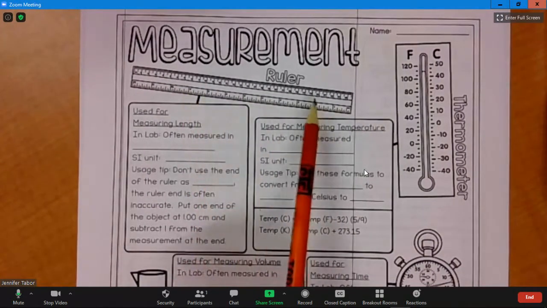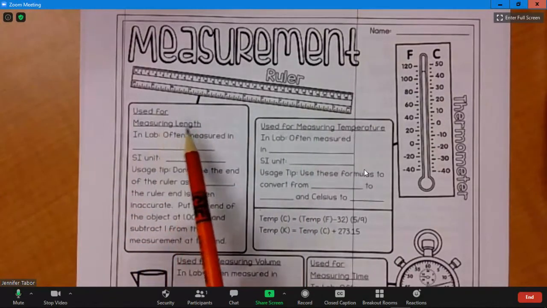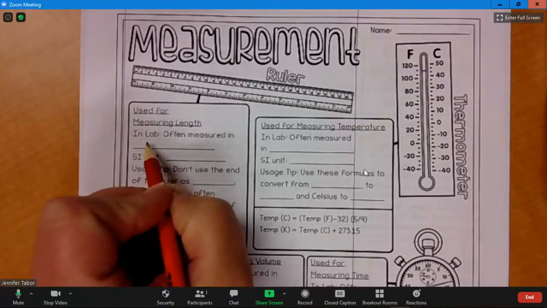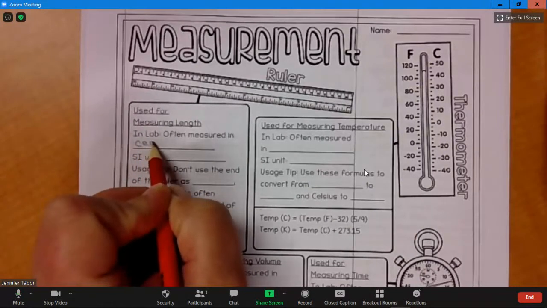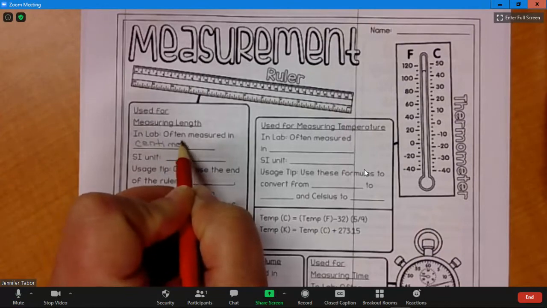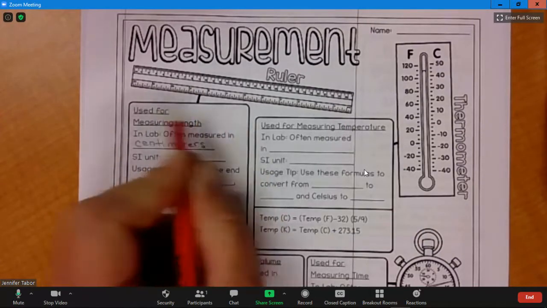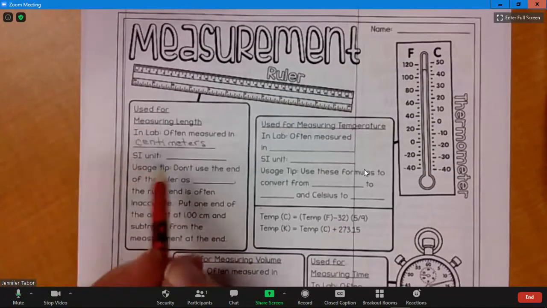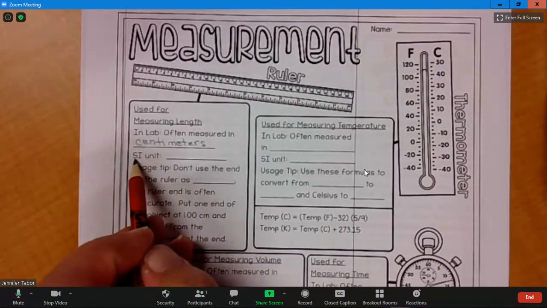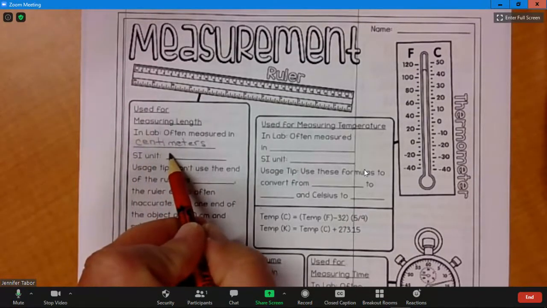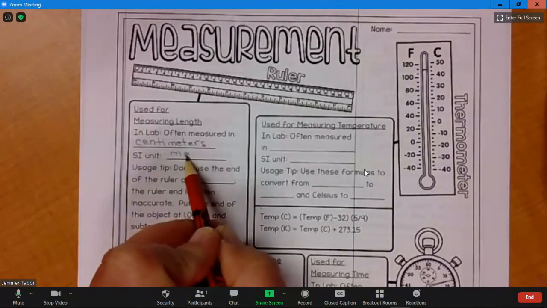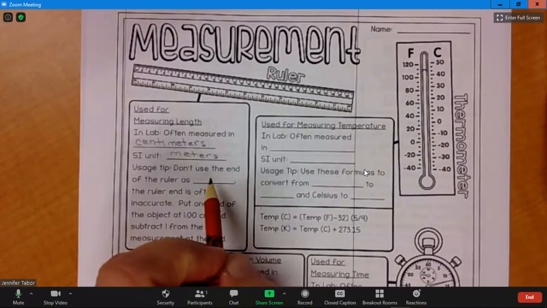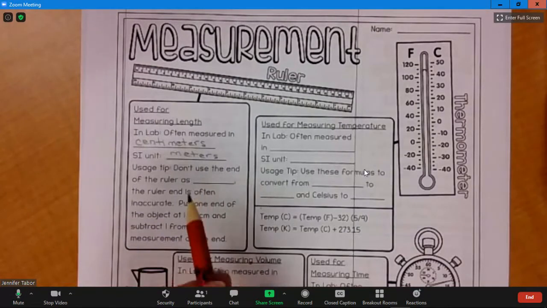First off here, obviously we have a ruler. It is used for measuring length. In the lab, we will most often be measuring centimeters, which if you think of just a regular ruler, there's about 100 centimeters on that regular ruler. The International System base unit for length, though, is meters. A meter is approximately 3 feet, just to give you an idea, the height of a doorknob, in case you're wondering.